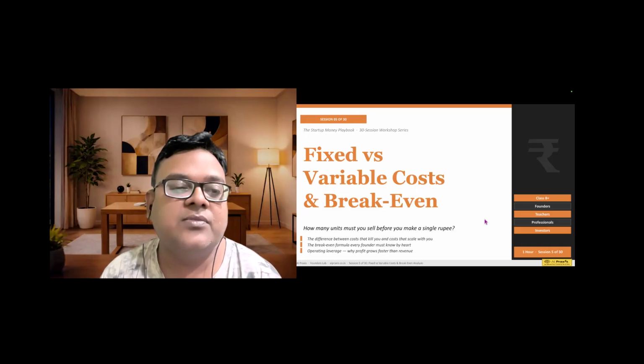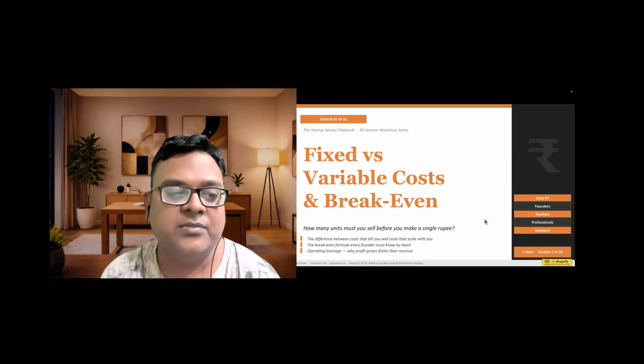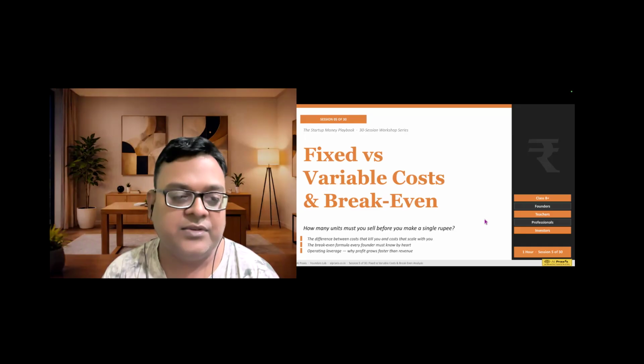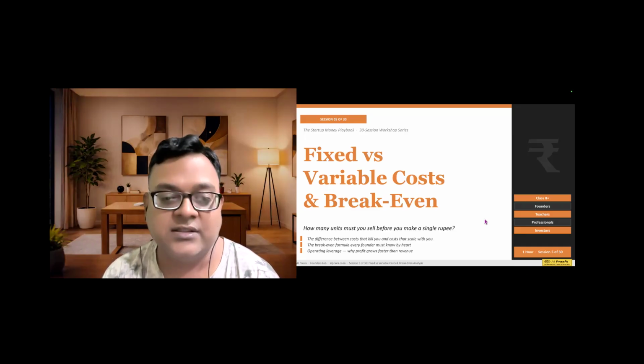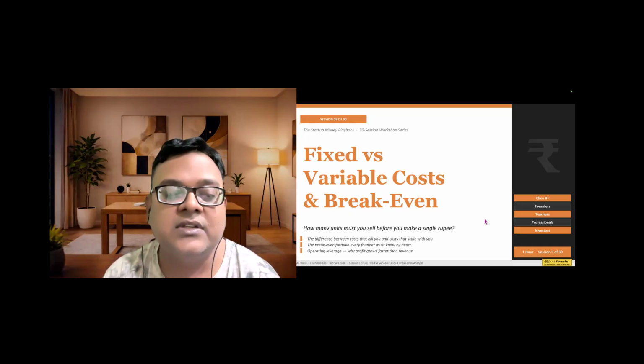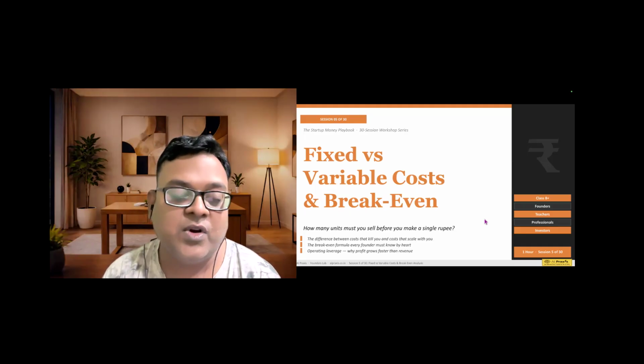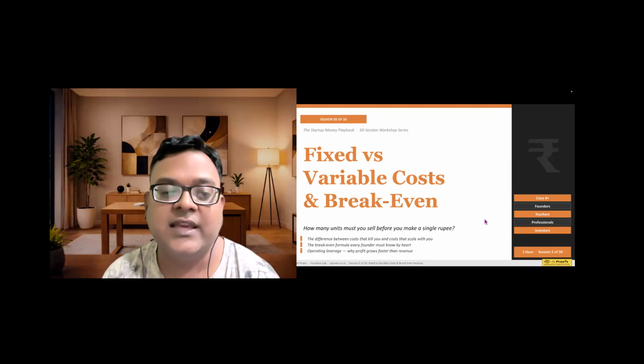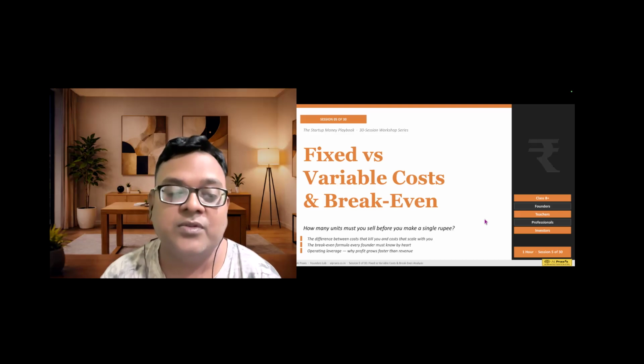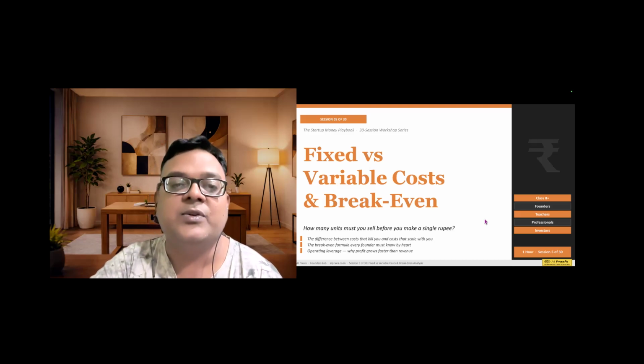And in this session, we will talk about fixed and variable costs and break even. Essentially, the question that we should ask in this session is how many units must you sell before you make a single rupee? The difference between costs that kill you and costs that scale with you, the break even formula every founder must know by heart, and what is operating leverage? Why profit grows faster than revenue?